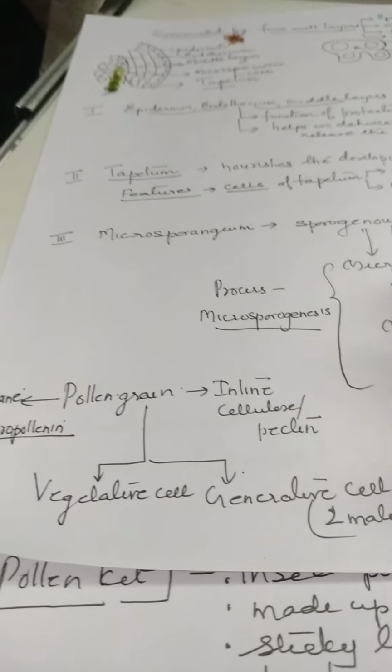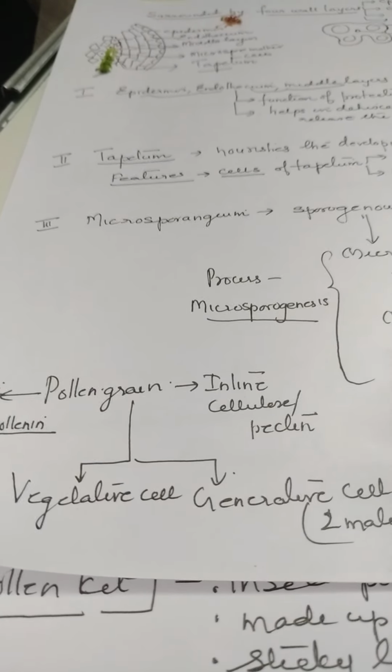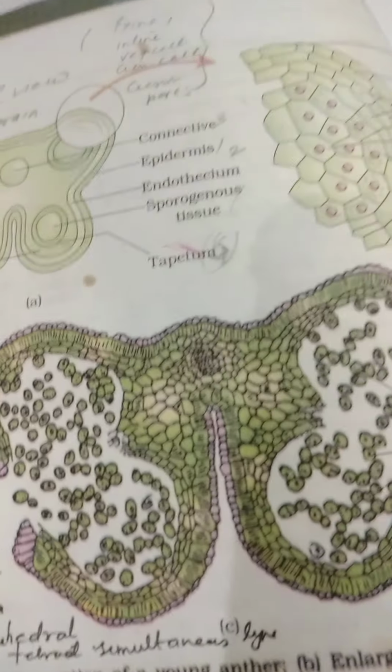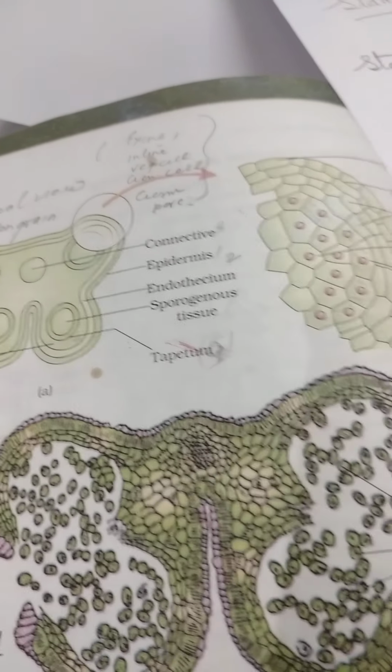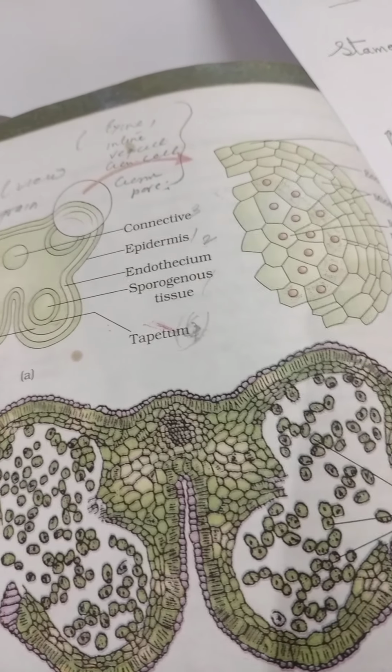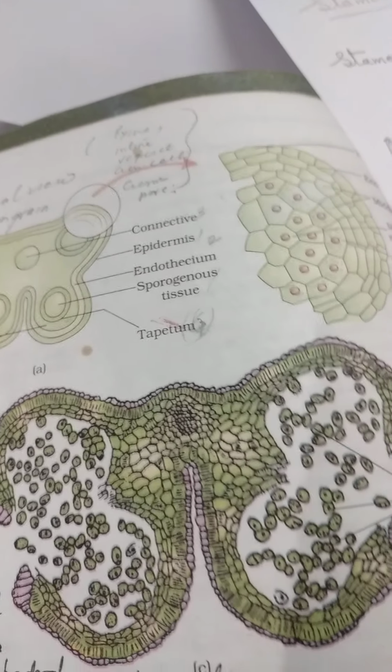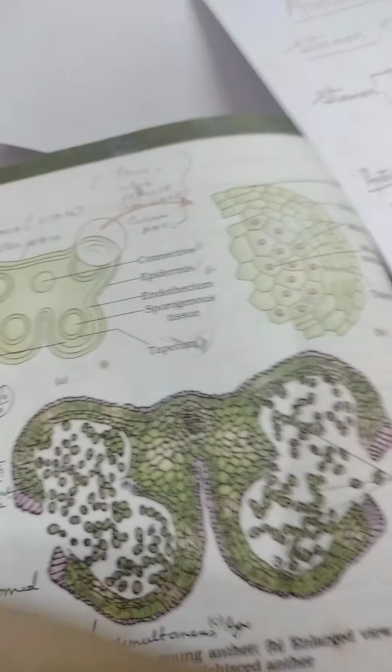So here, if you look at the structure of the pollen grain, you can see when the anther dehisces, that is, when the pollen grains are liberated, that each microsporangium has many microspores present, and each microspore mother cell gives rise to what? Four microspores.